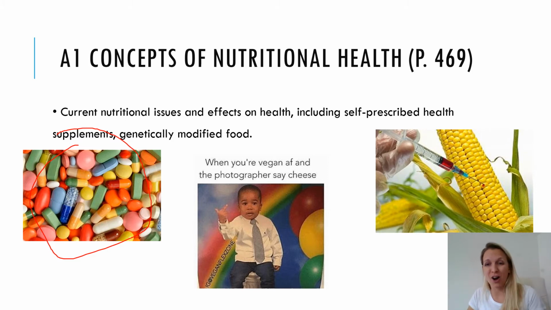So another current issue is GM foods, genetically modified. So a human's genetics are what we're designed to be. So when I was born, I was genetically designed to be female. I was genetically designed to have green eyes. Okay, that's my genetics. That's what I was born to be.